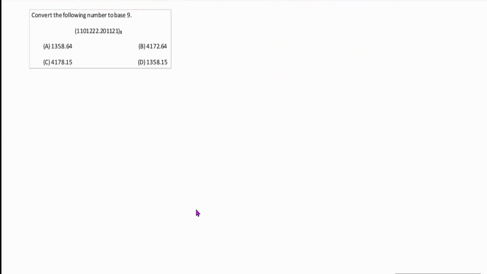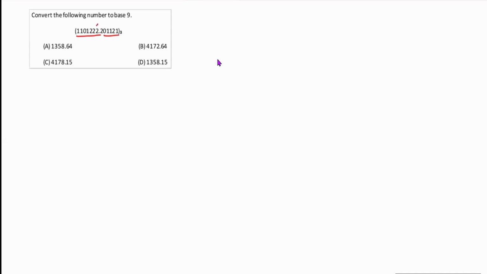In this question you need to convert the following number into base 9. For base 9 conversion, I told you, whenever the number is in base 3, or in any random base, and you need to convert it into some other random base, first you convert it into base 10. So you convert this number into base 10. The conversion is very simple.